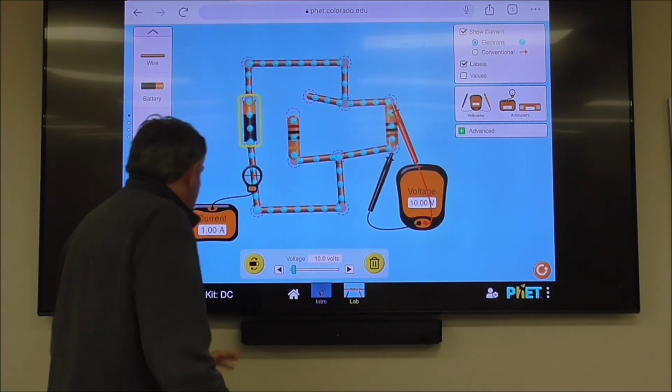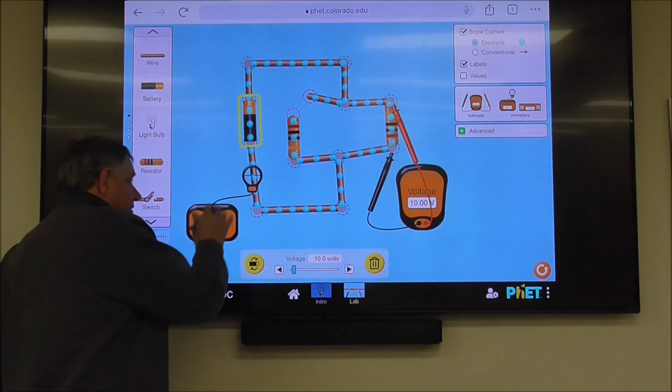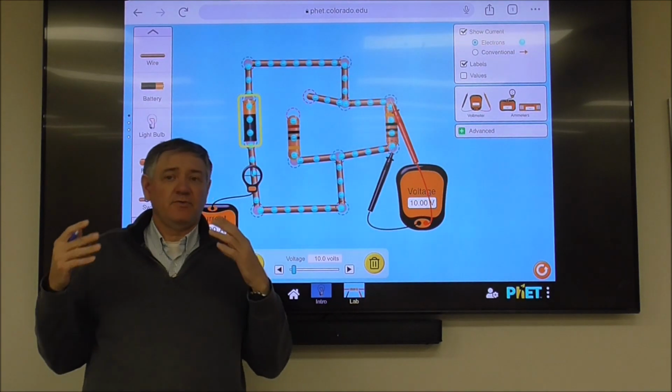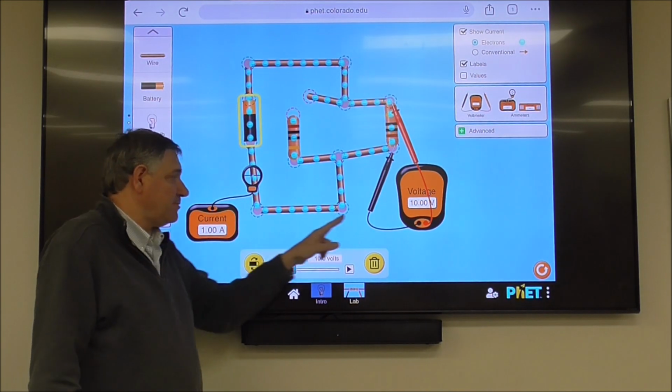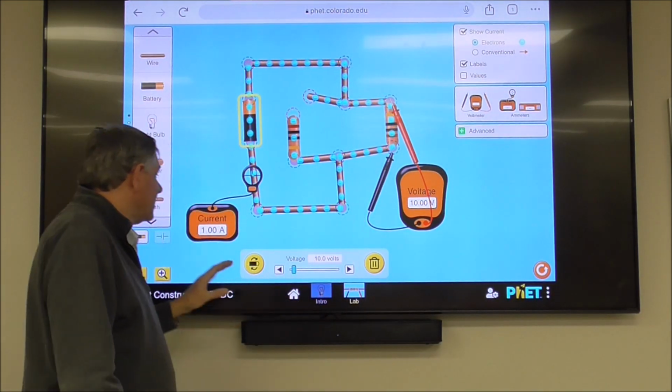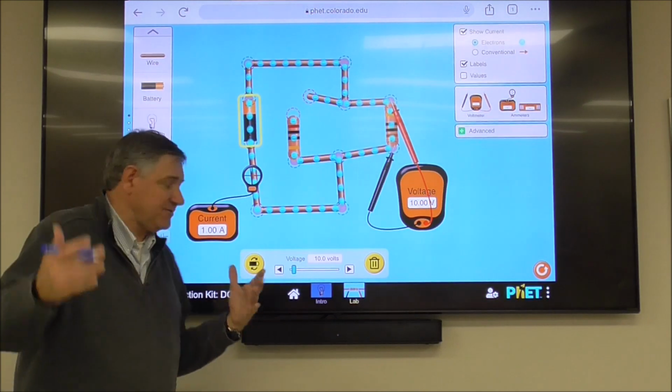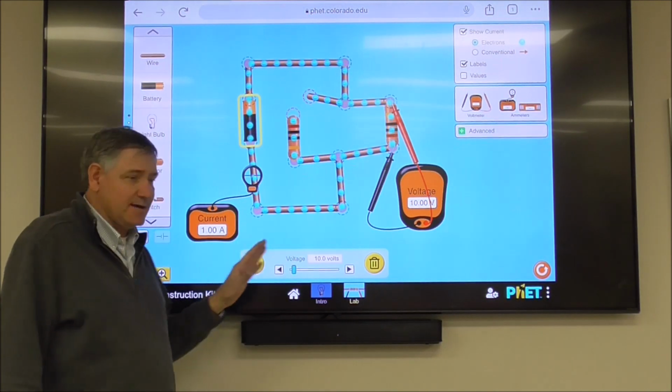Now, this current, in reality, if you're using the old school ammeters like I showed you, that would have to be hooked up in series. This is cool, and we actually have these. These are called contactless ammeters.